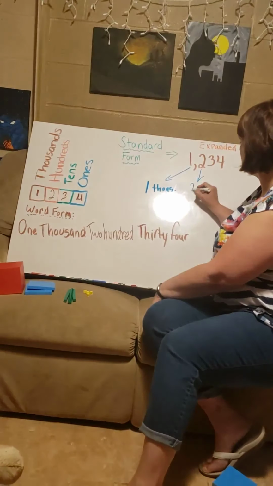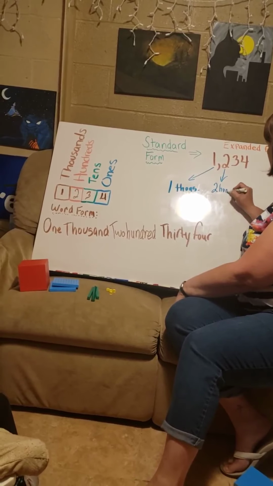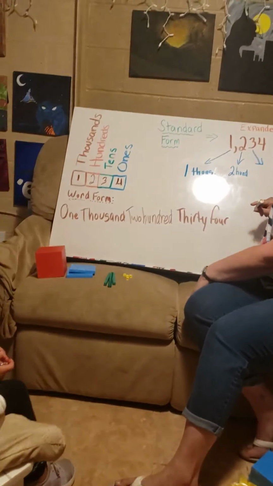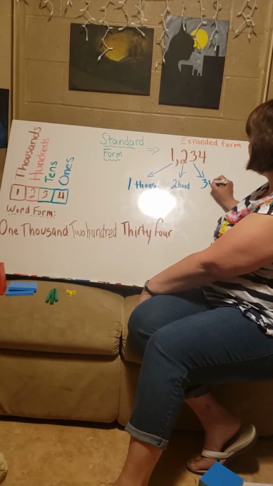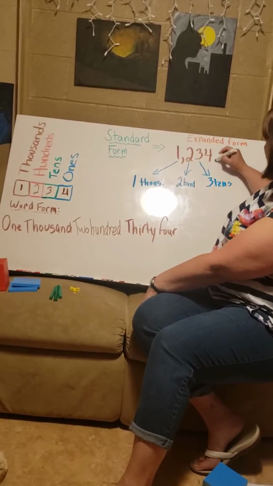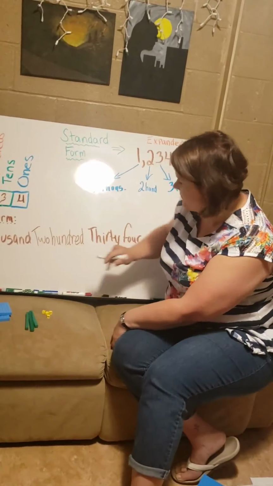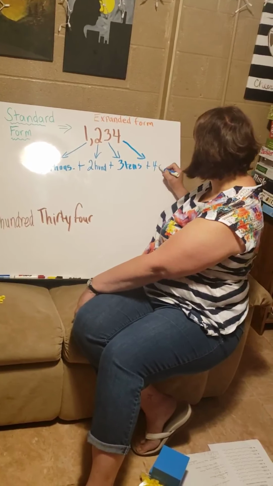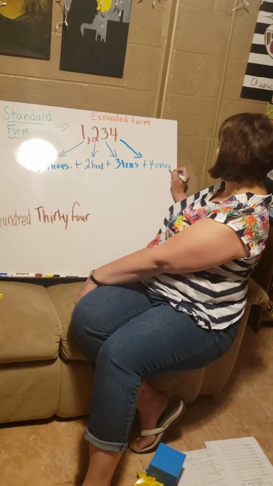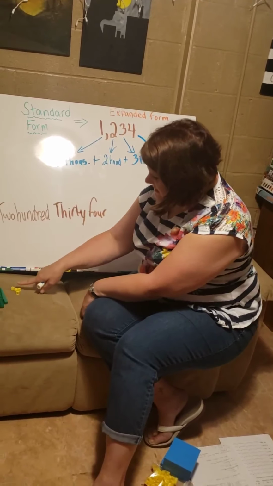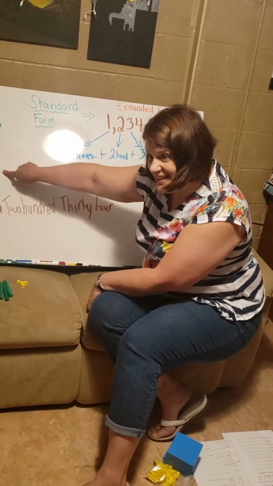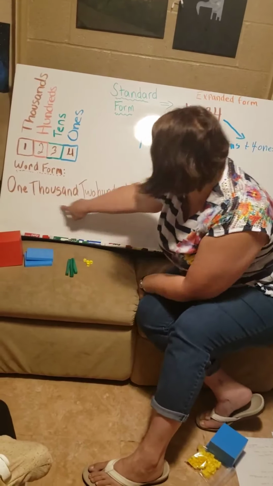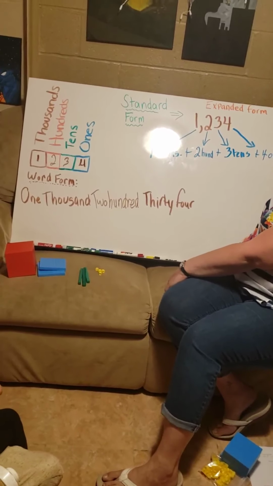How many hundreds do I have? 2 hundreds. How many tens do I have? Sorry, I gave you the answer, didn't I? 3. Good. So 3 tens. And how many ones did I have? 4. And then I can add them together to show you my expanded form. But does this and this equal? Yes. So this and this are all different ways to say the same thing.